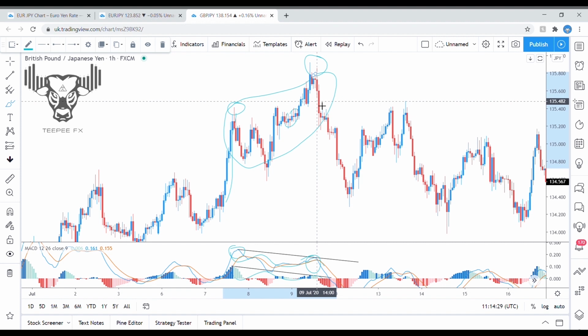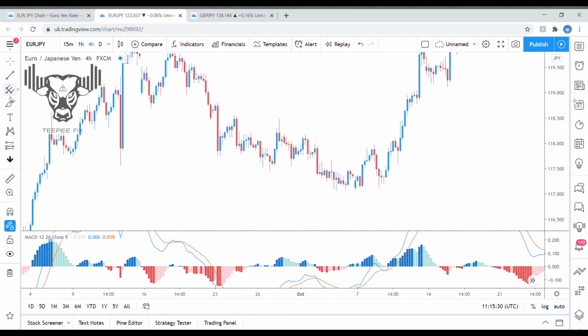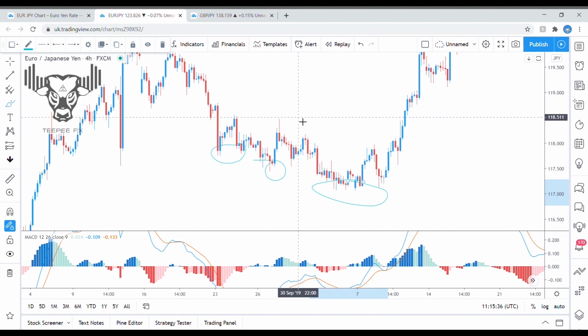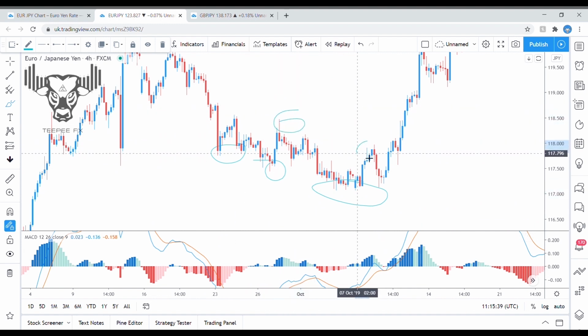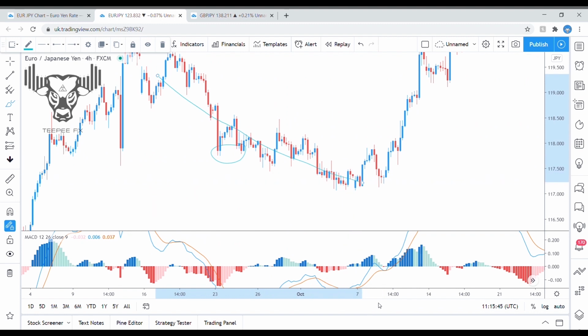So let's quickly now see if we can take a look at another example where we've got both put together. So just here, we're looking at Euro-Yen 4-hour view. This goes back to 2019. And we can see that the price is creating lower lows and lower highs. So technically, this is in a secondary downward trend.